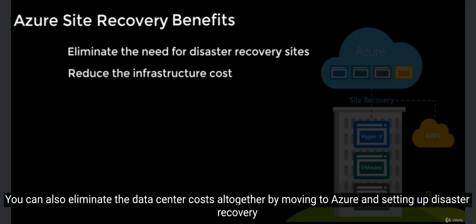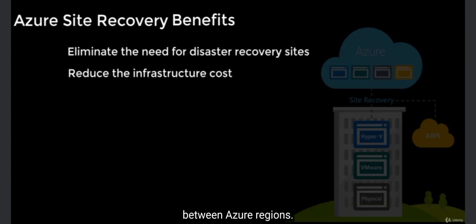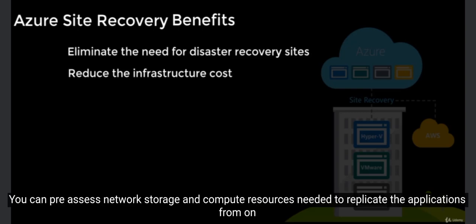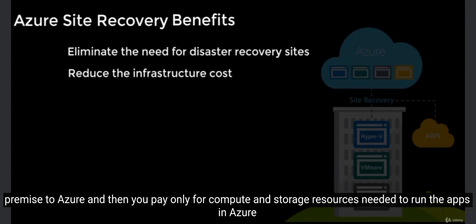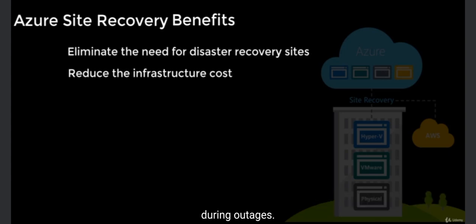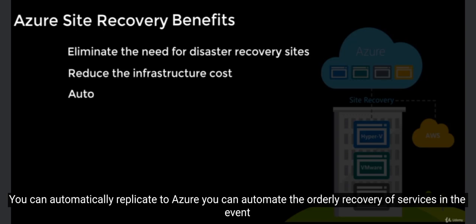You can also eliminate the data center costs altogether by moving to Azure and setting up disaster recovery between Azure regions. You can pre-assess network, storage, and compute resources needed to replicate the applications from on-premise to Azure, and then you pay only for compute and storage resources needed to run the apps in Azure during outages. You can automatically replicate to Azure.